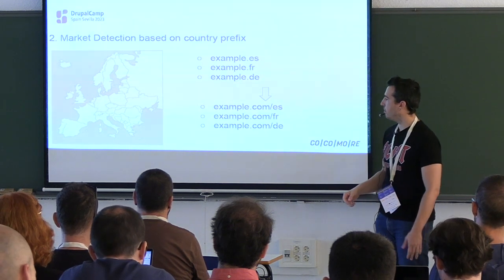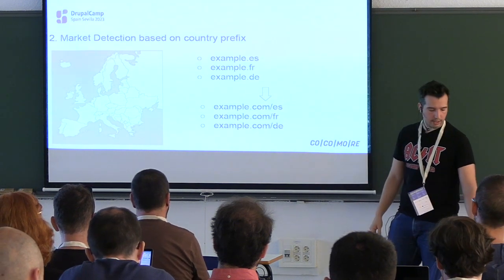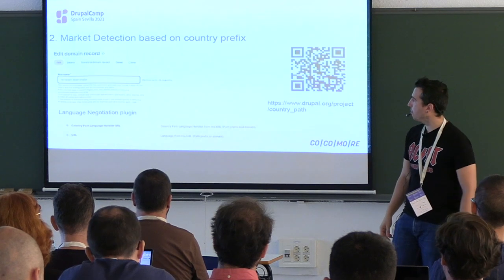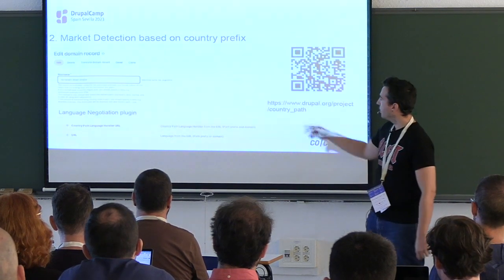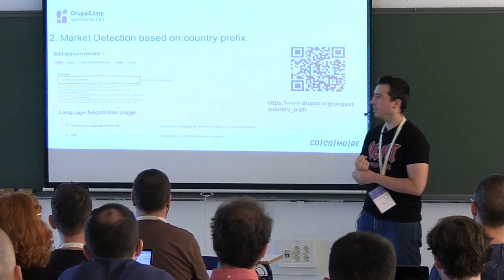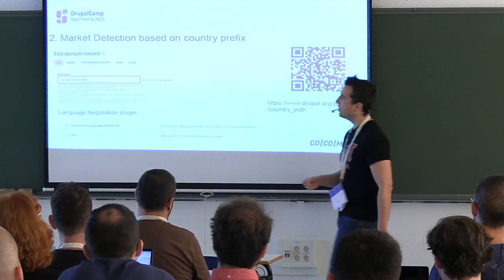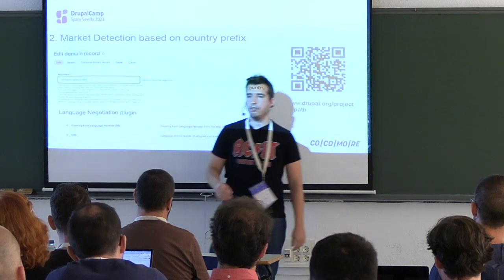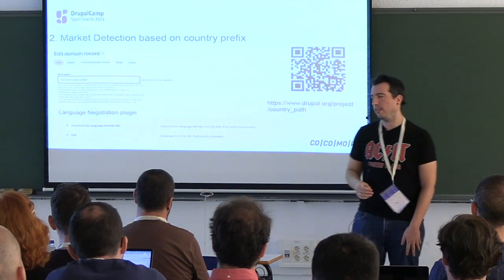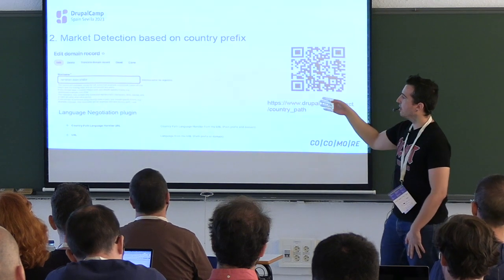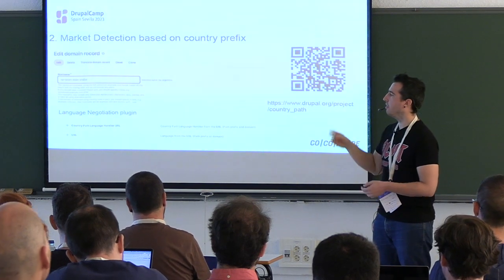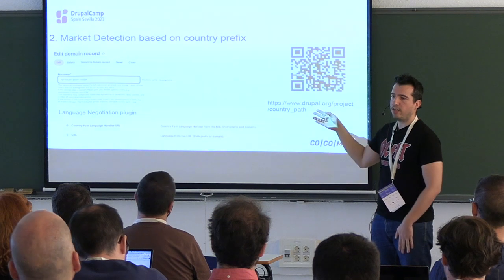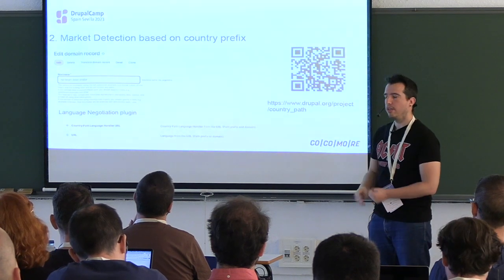As we saw before, by default you are not able to do that. But again, thanks to the community, we can count on Country Path. Country Path is a module that allows you to define, as you can see here, /AR in the case of the Latin America installation for Argentina. You can define, okay, this is my market for Argentina, and you do the same for other countries.